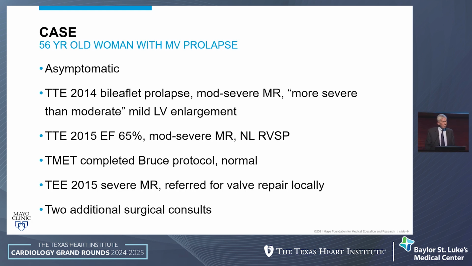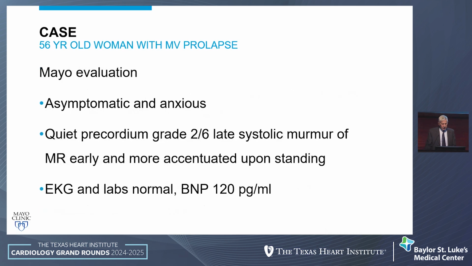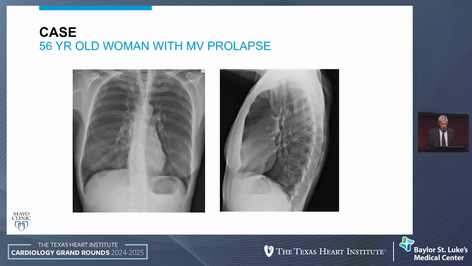Both advised surgery. In fact, one of the surgeons said, not only will I fix your mitral valve, I'm going to take a look at the tricuspid valve just to make sure that valve's not leaking too. And that made her very nervous because she said, I'm asymptomatic. So when she came to us, she was asymptomatic, anxious. Here's her physical examination, EKG, labs, and so forth. BNP was normal.